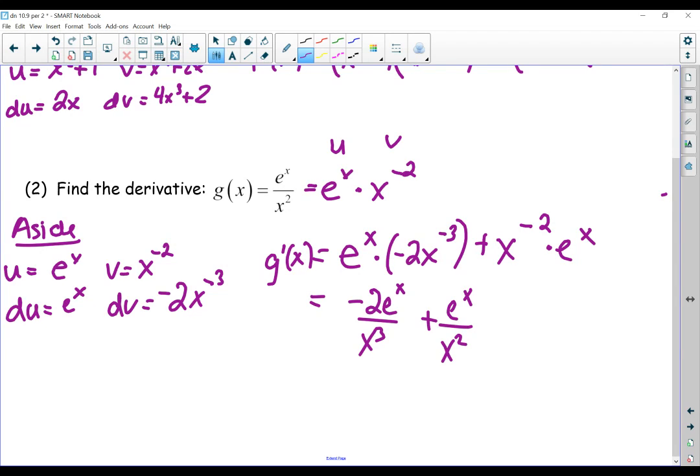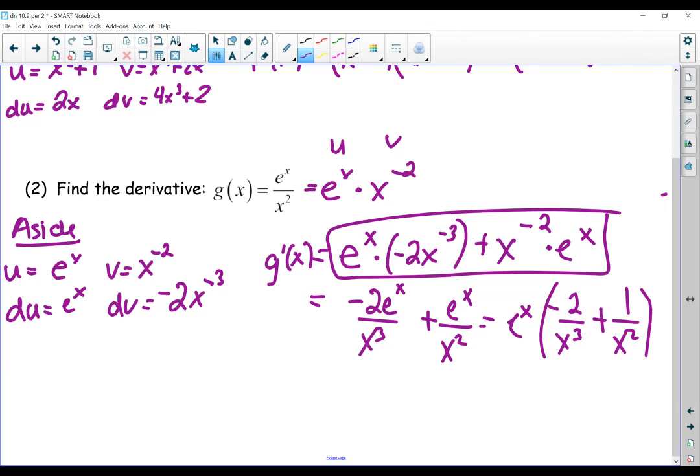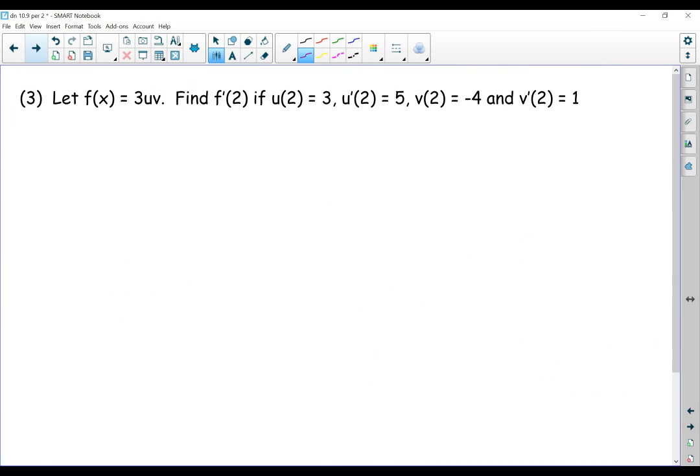I could pull out the e to the x if you want and make it negative 2 over x cubed plus 1 over x squared. So, all these different forms. If you leave your answer like this, guys, they have to accept that on a free response. You never have to clean it up. But if you're going to be solving something with this derivative or plugging something into this derivative, you want to clean it up into either one of these forms so that it's easier to plug numbers in.